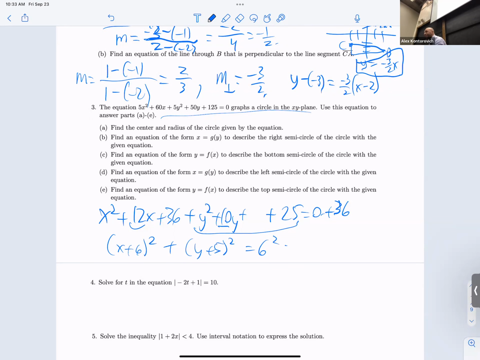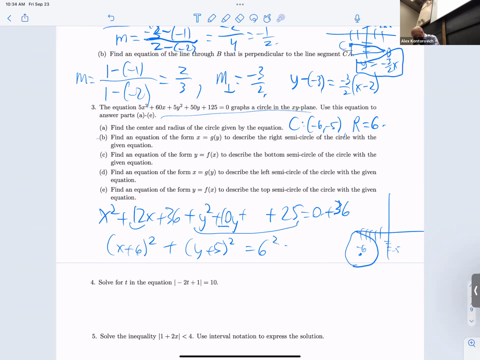So we're doing a little bit of arithmetic, but not anything that requires a calculator, right? You see that. So find the center and radius. Center, the center is -6 comma -5. The radius is 6. That's problem A. B, find an equation of the form x equals g of y to describe the, I can't read anymore until I draw a picture. X is -6, y is -5, and the circle is over here some.